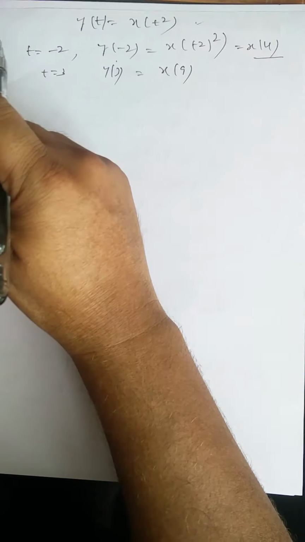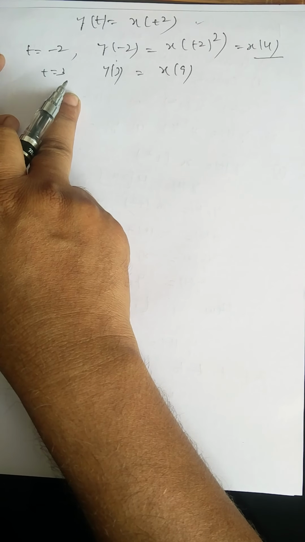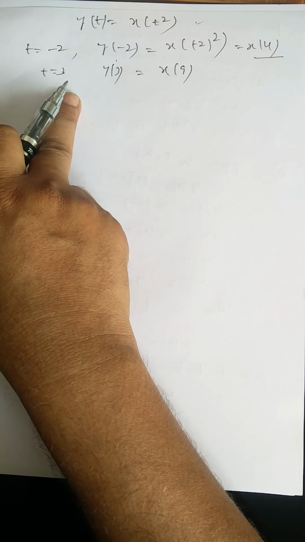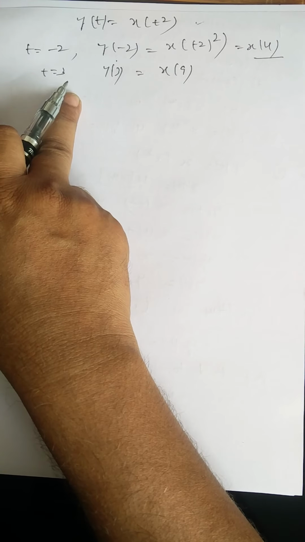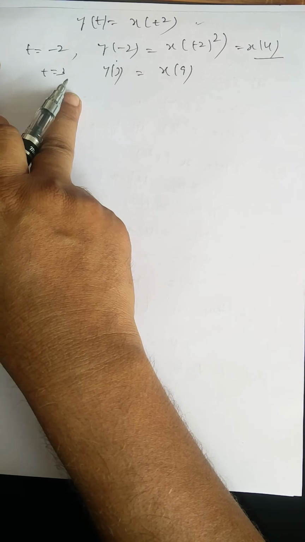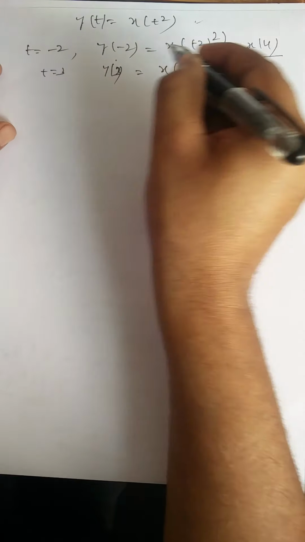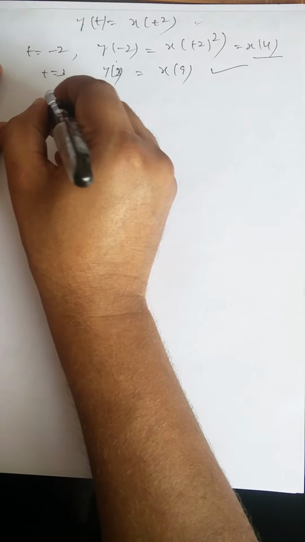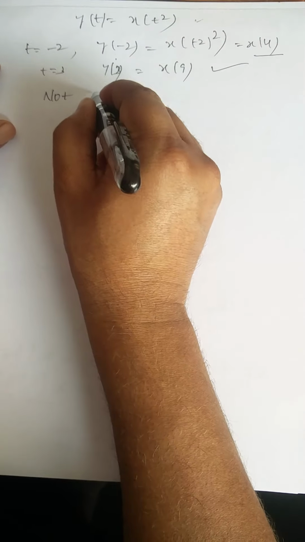What is the definition of a memoryless system? Any system is said to be memoryless if its output depends only on the present value of the input. It does not depend only on the present value of the input, hence it is not a memoryless system, it is a memory system.